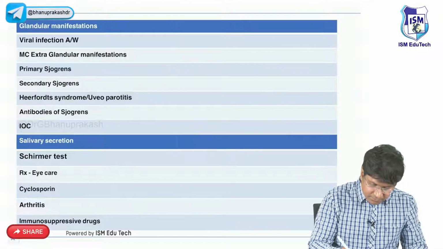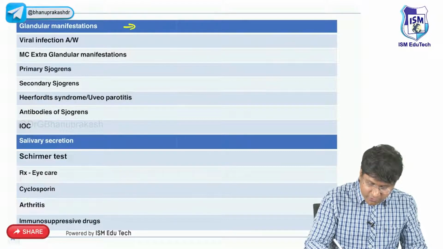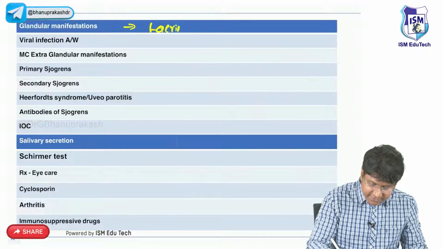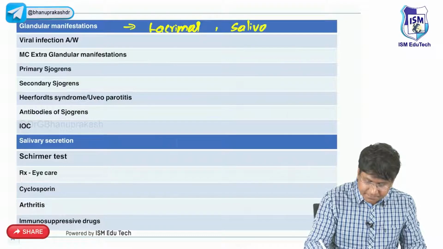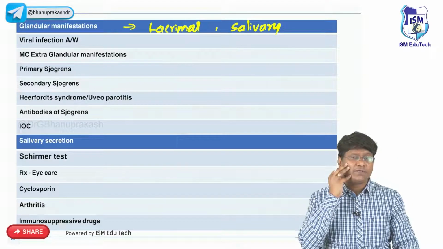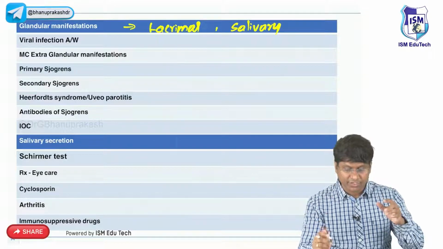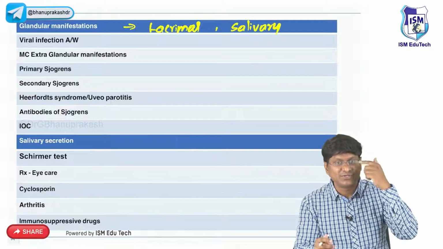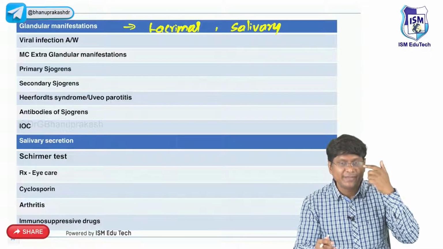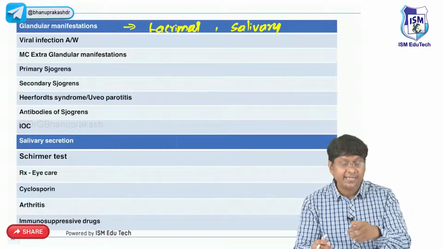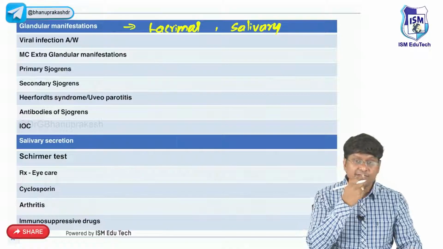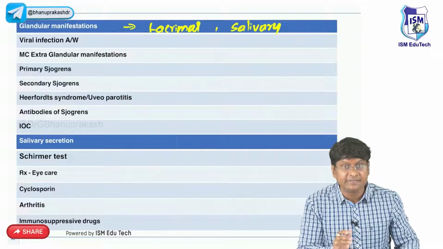So what will be the glandular involvement? The involvement of the lacrimal gland and involvement of the salivary gland, okay? With involvement of the lacrimal gland, the tear secretion will be reduced. So there will be dry eyes and the individual will have itching and burning sensation within the eyes, and decreased salivary secretion. So there will be dry mouth. The individual will have difficulty in swallowing.